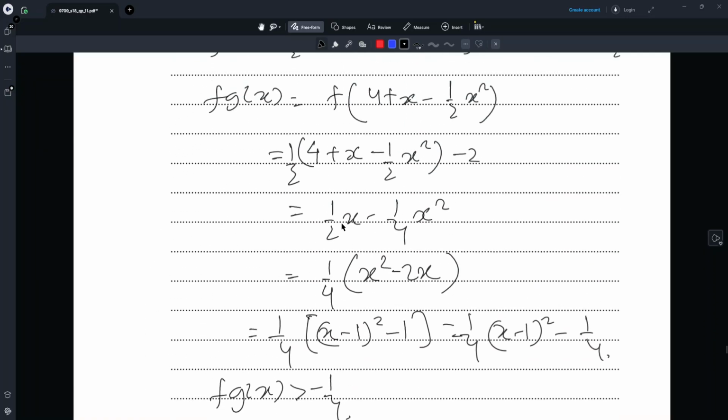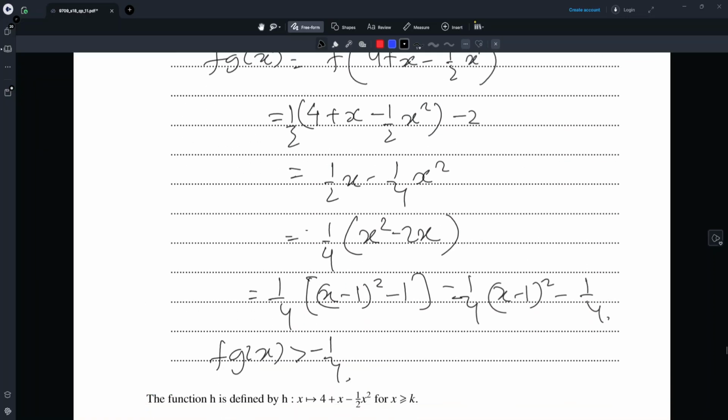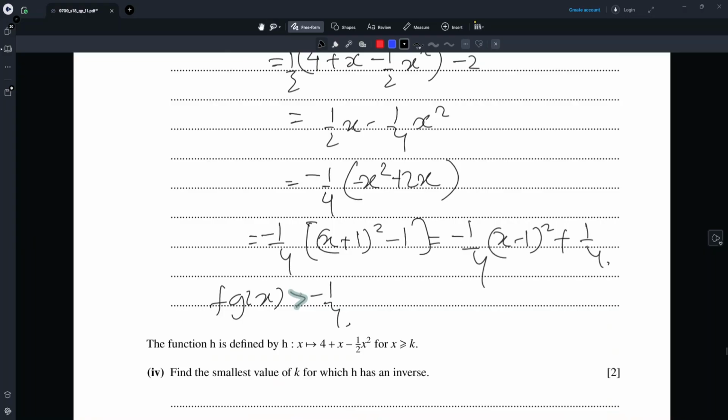Not really, not really. Yeah, it's actually minus x squared plus 2x. Then this is supposed to be minus here. Then we have minus 1 by 4 plus. So therefore, it's going to be less than or equal to this guy.